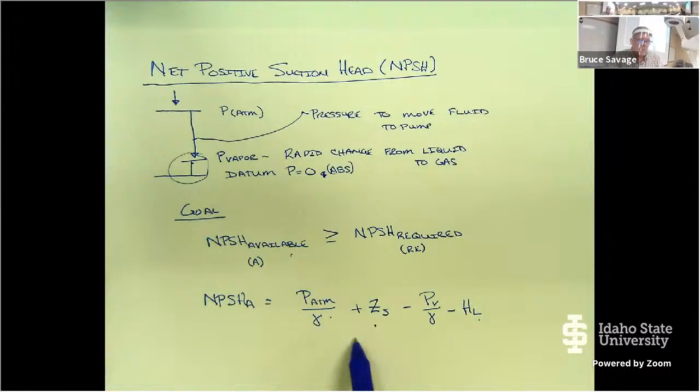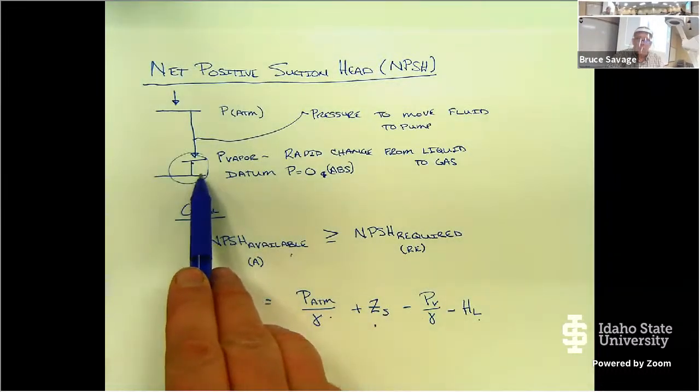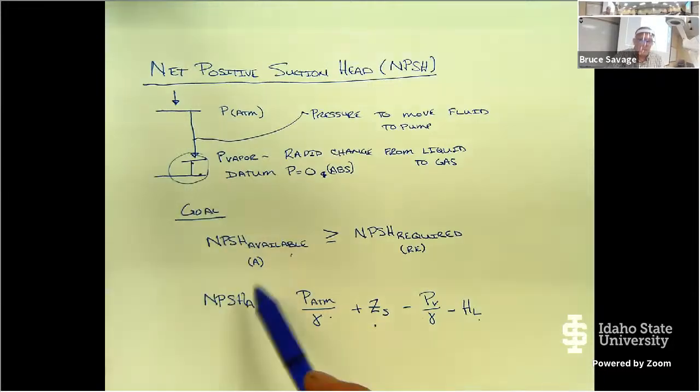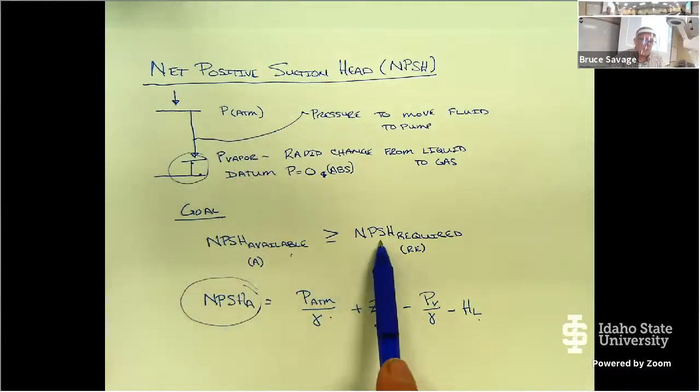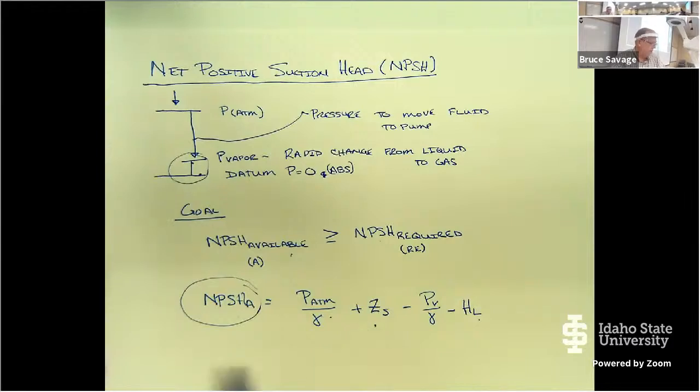I'll draw that up here in just a minute. Subtract out this little difference here on the vapor pressure and any head losses going up through our system, and that'll tell us how much is available, and we want to make sure that that is greater than the amount that is required. Now, the one thing that we can change in our system easily is this delta Z. Where is the pump in relationship to the water surface?